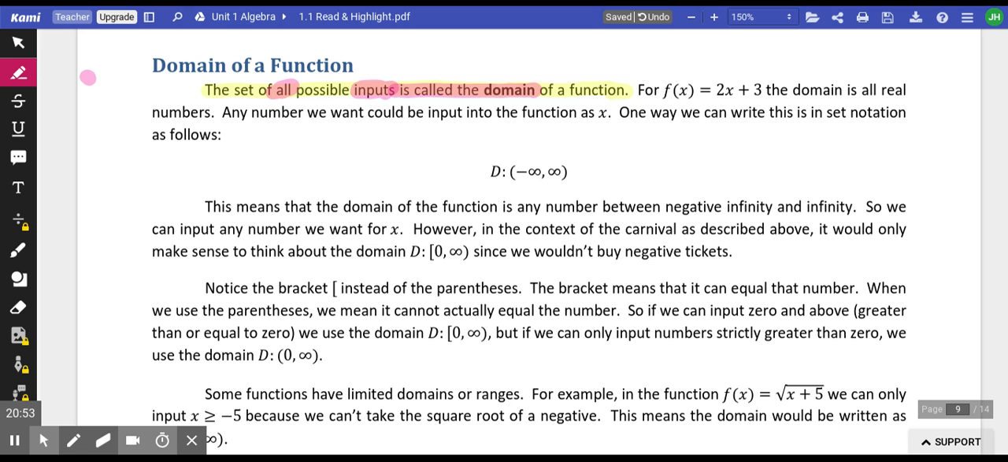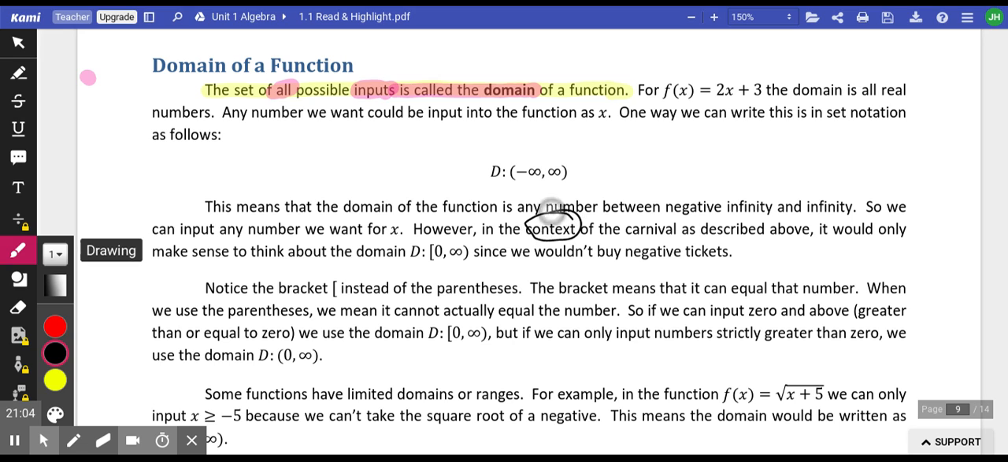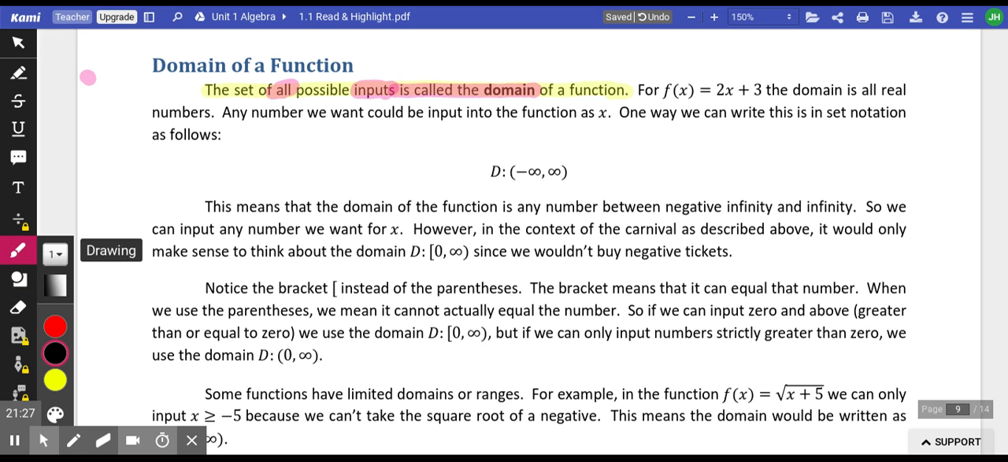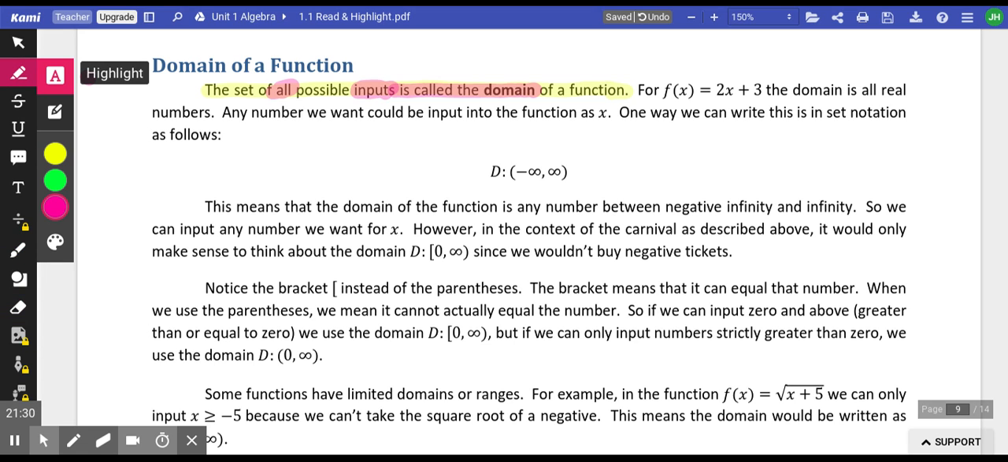However, in the context of the carnival, like we were talking about above in the previous problem, in that context, what does context mean? Anybody? What does context mean? Come on, somebody knows what context means. Really? They do. That's right. Context means when you take a real world situation. Okay? Context is a real world situation. And if you come across a word and you don't know what it is, you better highlight it and look it up.